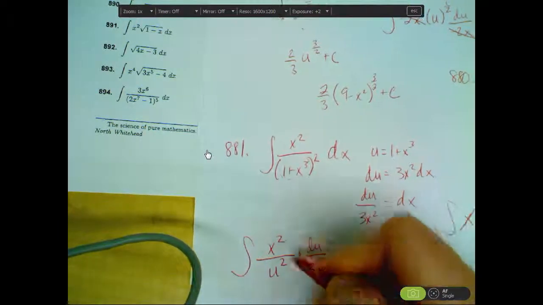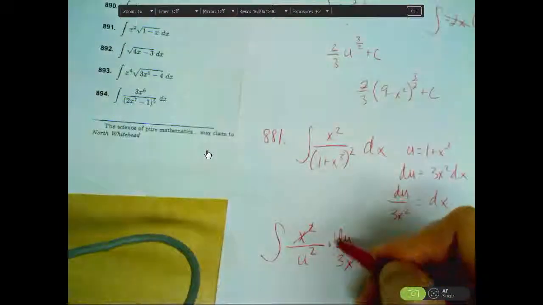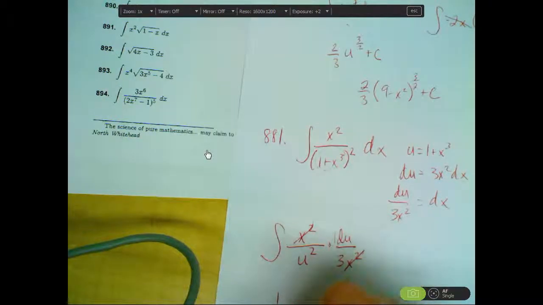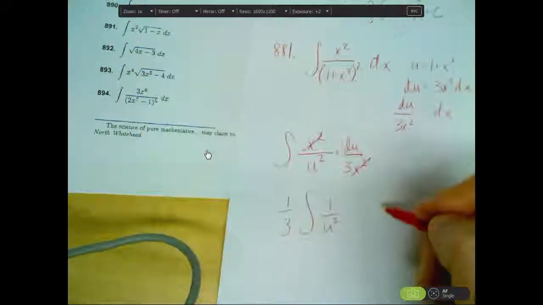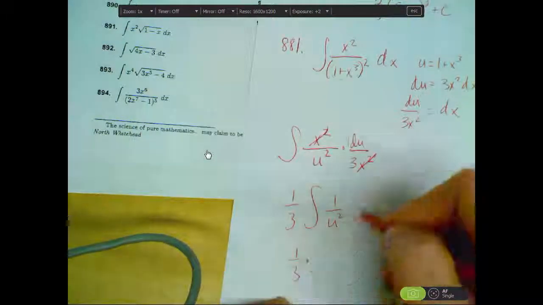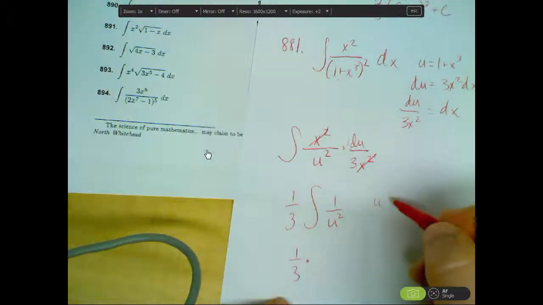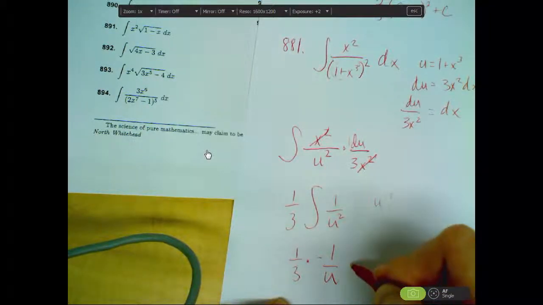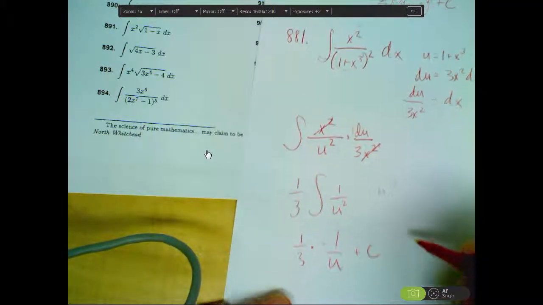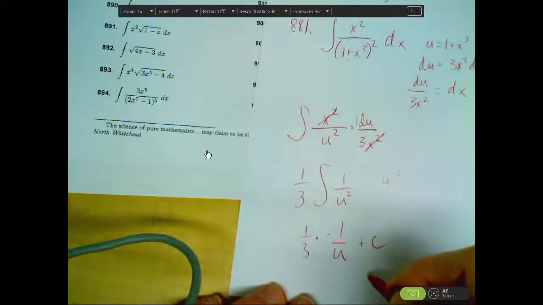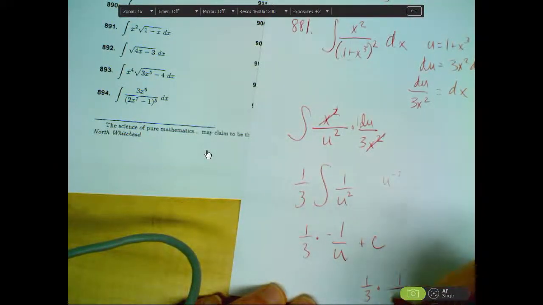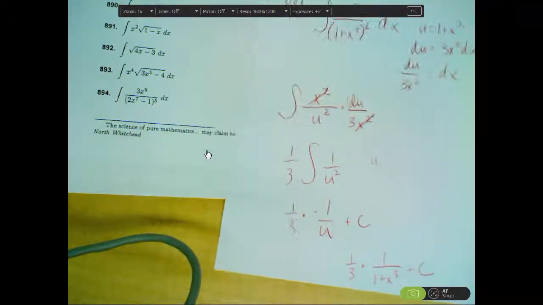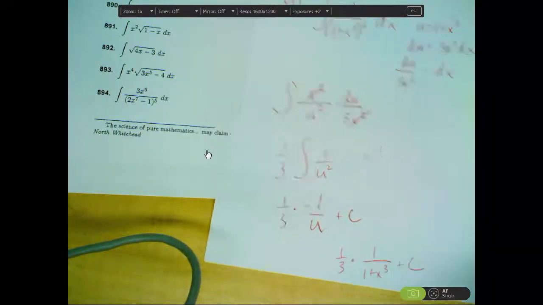Well, here the x squareds cancel. This is really 1/3, so we pull that out in front. Integral of 1 over u squared. So 1/3 times, this is u to the negative 2, so the antiderivative is negative 1 over u plus c. Plug in u, so we have 1/3 times 1 over 1 plus x cubed plus c. You can leave it like that. That's close enough.